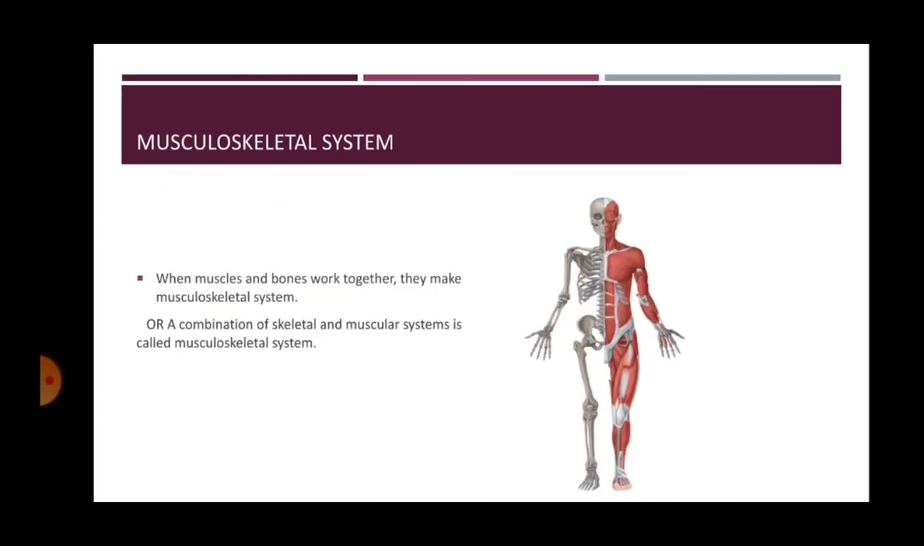Next to it is the musculoskeletal system. First of all, let us define the musculoskeletal system. When muscles and bones work together, they make the musculoskeletal system. As you can see in the picture, the skeletal system is the arrangement of bones, and the muscular system is the coverage or the flesh present on this structure of bones. You can say a combination of the skeletal and muscular system is called the musculoskeletal system.